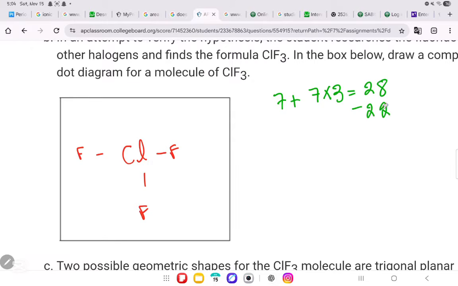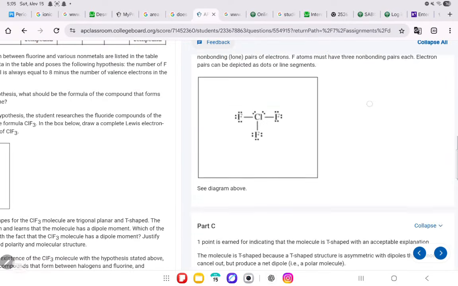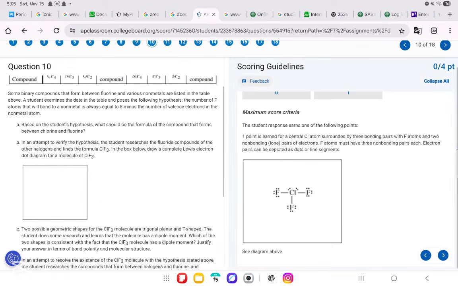So minus 6, this will give us an answer of 22. Now 22 divided by 2, this should give me 11 electron pairs. So I should have 1, 2, 3, 4, 5, 6, 7, 8, 9, 10, and 11. So this is what my structure looks like. This is what my structure is supposed to look like. We get 1 point for drawing it correctly.